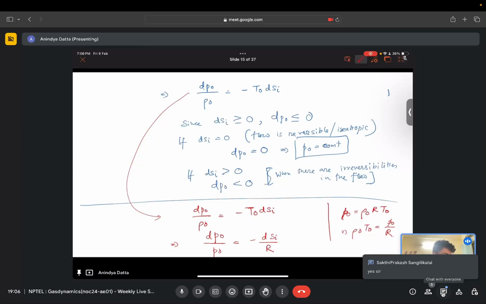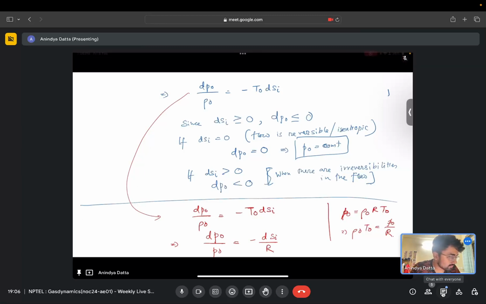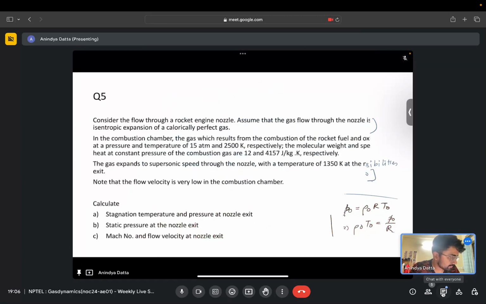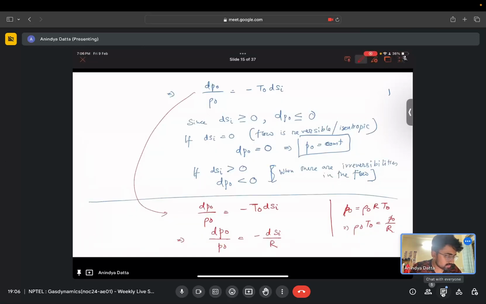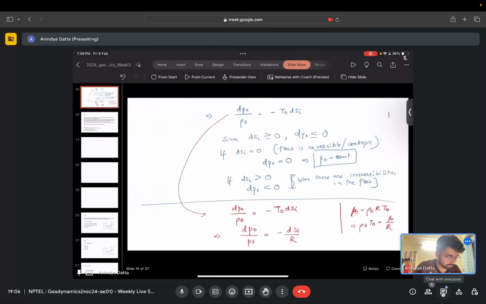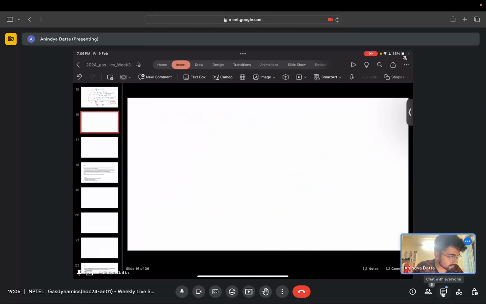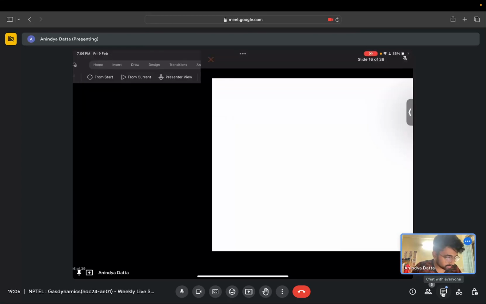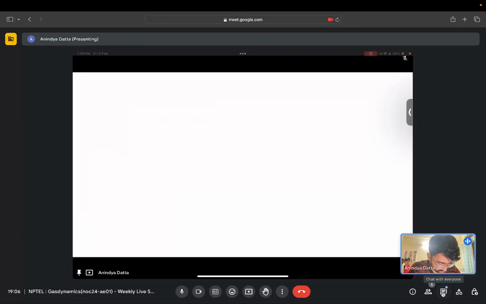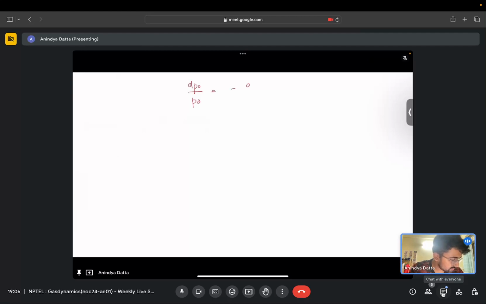So now on the left side we have done the separation of variables. Now we can perform the integration. dp0 by p0 is equal to minus dsi by R. Let's say we integrate from 1 to 2.